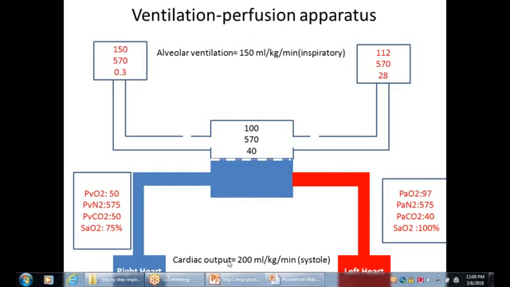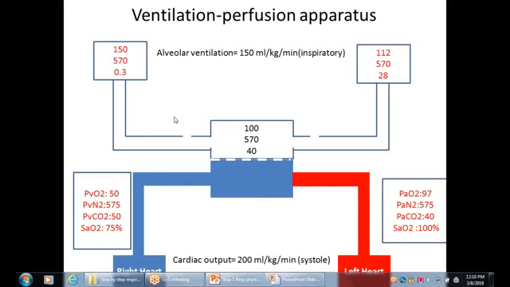So cardiac output is 200 ml per kg per minute, and you have alveolar ventilation of 150 ml per kg per minute. The ratio between both is the ventilation perfusion matching, which is around 0.8. That's perfect in an adult, 0.8 ventilation perfusion matching.